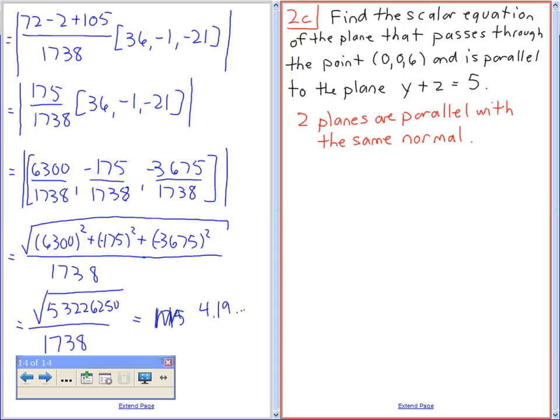The short way to do it is to say that 2 planes are parallel with the same normal. What is, for the class here, what is a normal of x plus y plus z equals 5? What is the normal for that?